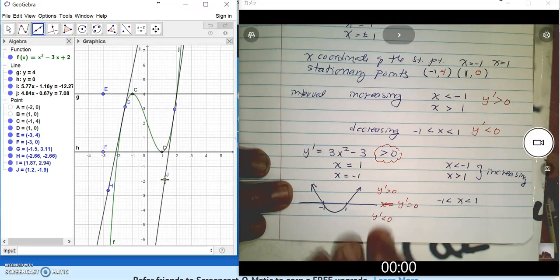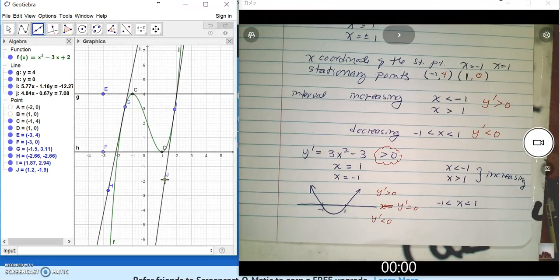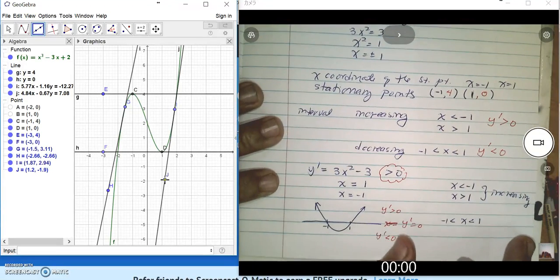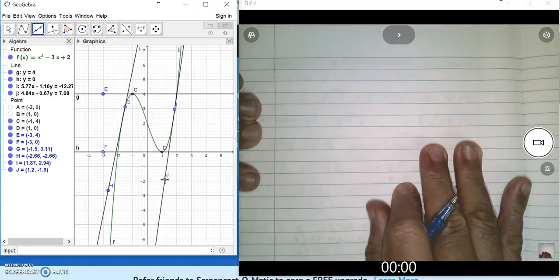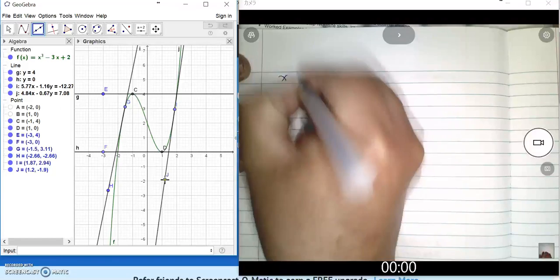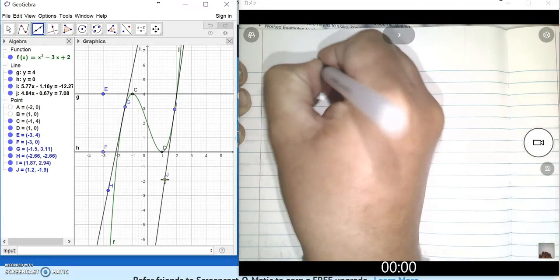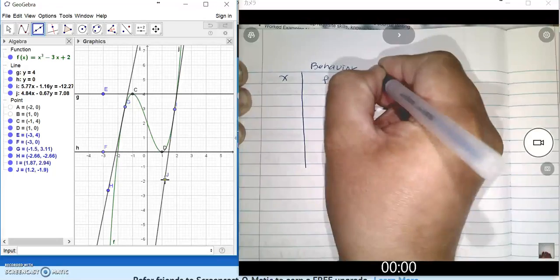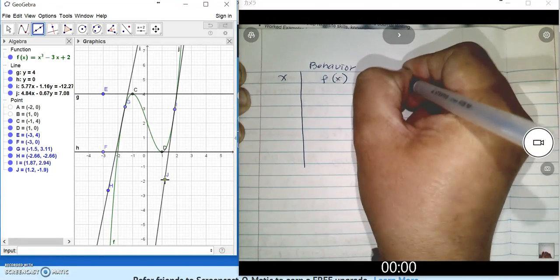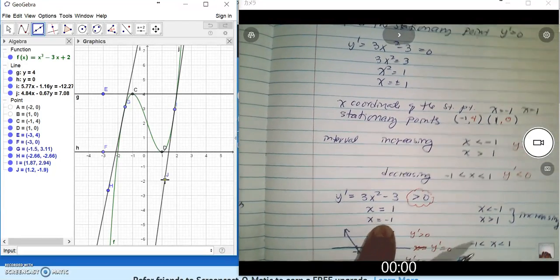Now, for us to get a clearer view of this situation, let's try to make a table of intervals. So I will make an interval just for us to analyze it further. This is my values of x. This is the behavior of the graph of the function. And this is the dy dx. And then we know our base from our answer a while ago: we have -1 and 1.